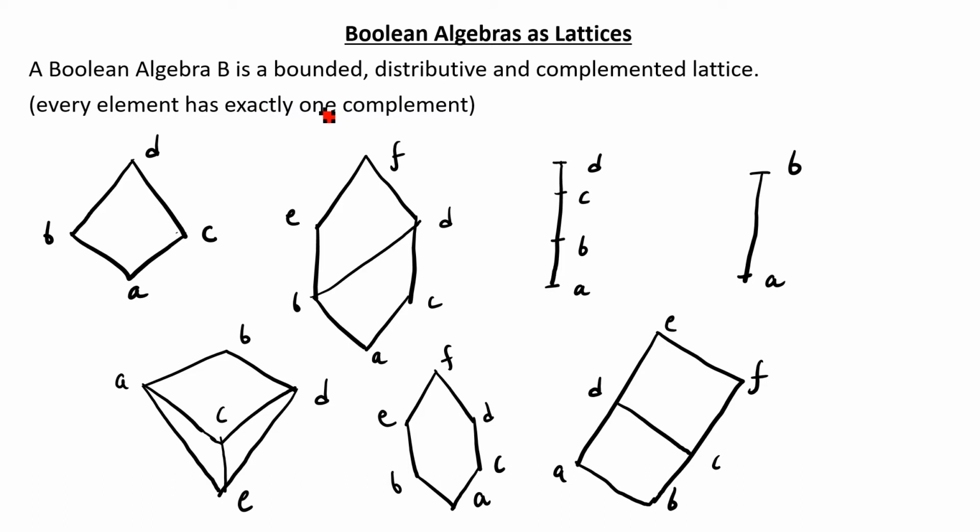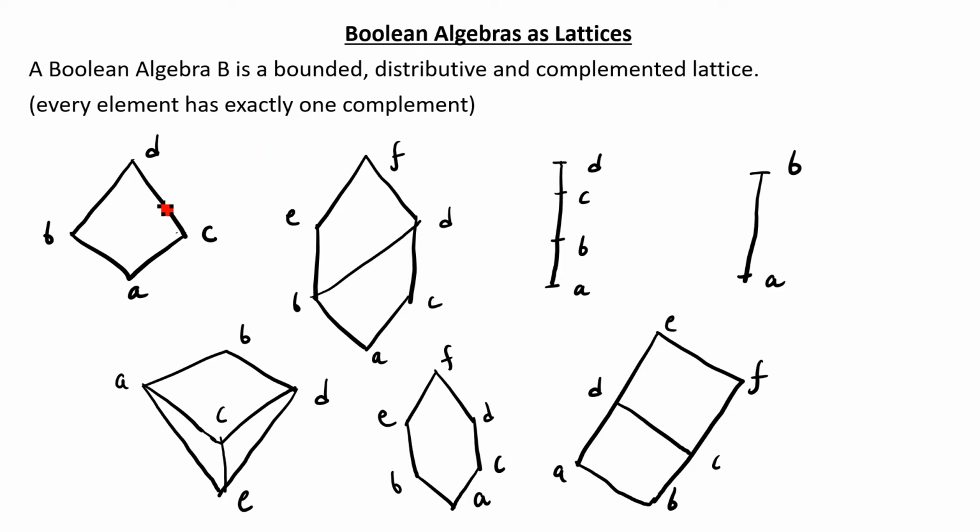Then a distributive lattice is a lattice in which every element has at most one complement. So every element has 0 or 1 complement. Then a complemented lattice is a lattice in which every element should have a complement, and the complement can be more than one. So a Boolean algebra B is a bounded, distributive and complemented lattice. So that's why a Boolean algebra is a lattice in which every element has exactly one complement.